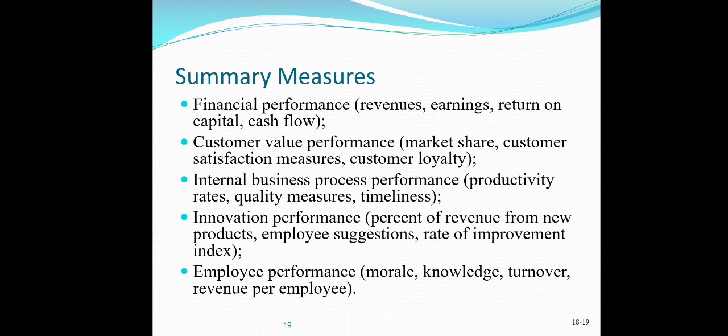So let's see, the financial performance perspective, and the objectives or factors related to financial performance are like revenues, earnings, return on capital, and cash flow. For the customer perspective, the objectives or factors related to this perspective are like market share, customer satisfaction measure, and customer loyalty. Internal business process is related to productivity rates, quality measures, and speed or timeliness.